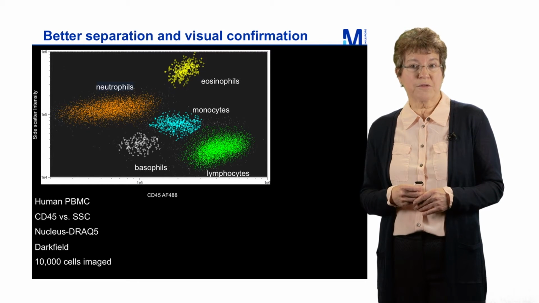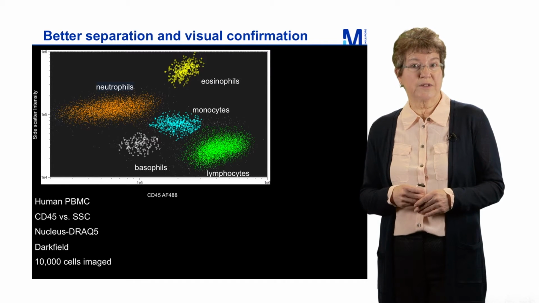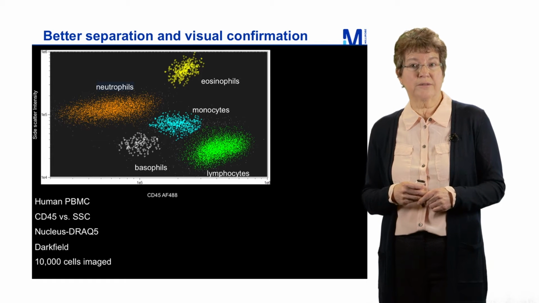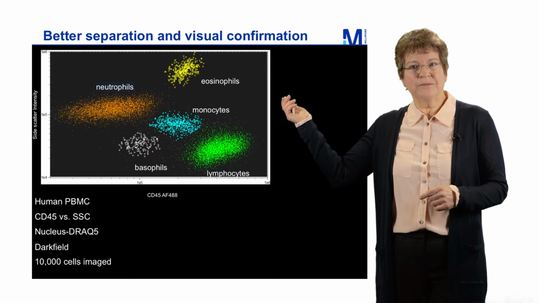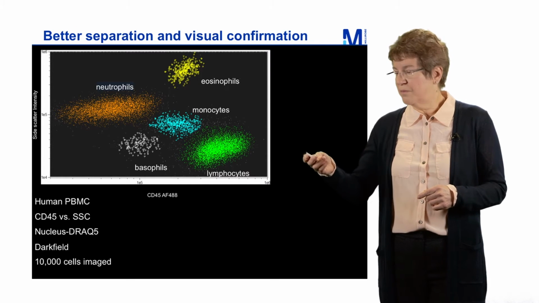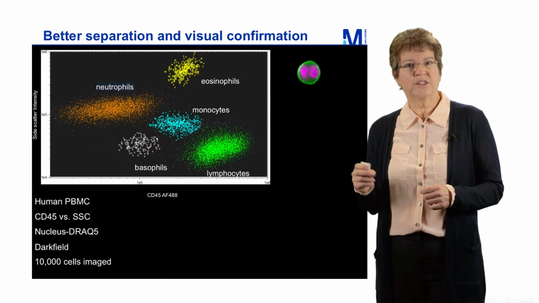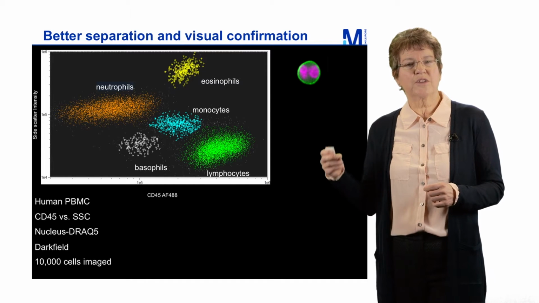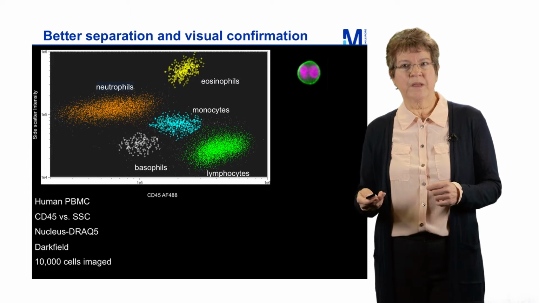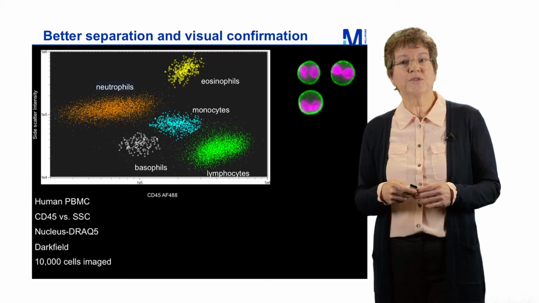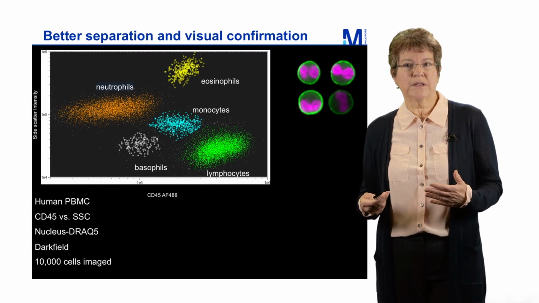You can get a 5-part differential, even picking out those dim basophils and the bright eosinophils, just with CD45 and side scatter. If you click on the dot in the eosinophil population, every dot on this graph is connected to its image. So if you click on a dot, you'll be able to see that image for that particular data point. Click on several dots. It allows you to verify the populations. It allows you to gate with confidence.